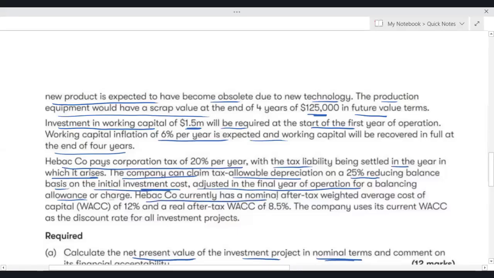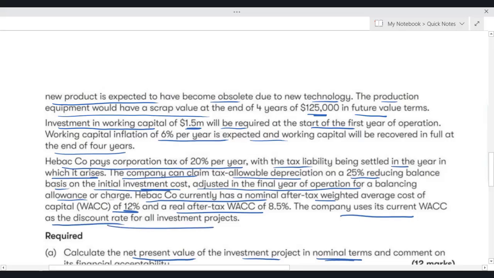ABAC company currently has a nominal after-tax weighted average cost of capital of 12%. Real is 8.5%, so real is not needed right now, because the requirement says you need to calculate NPV in nominal terms. The company uses its current WACC as the discount rate for all the investment projects.